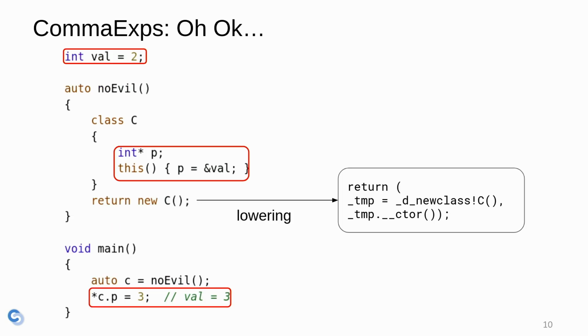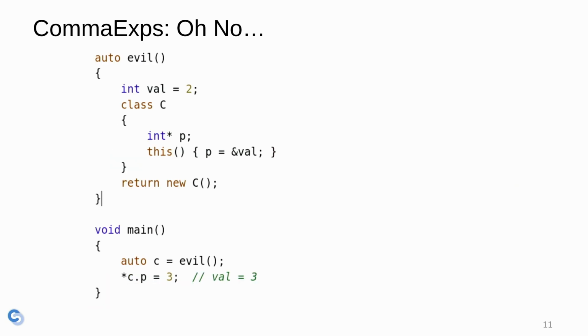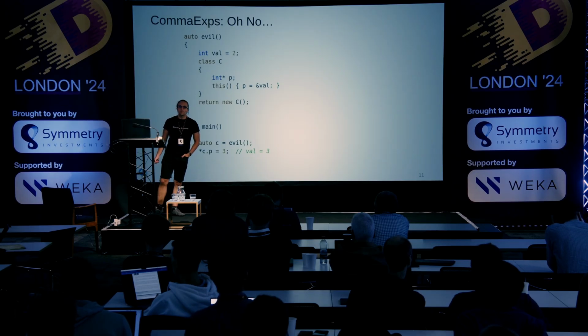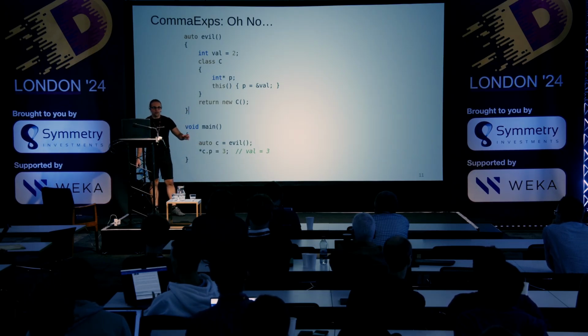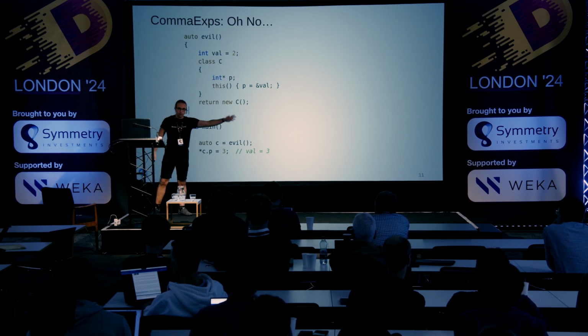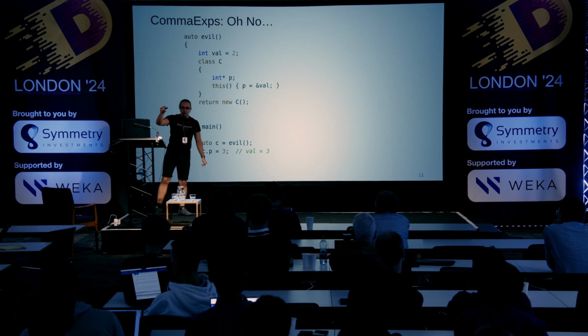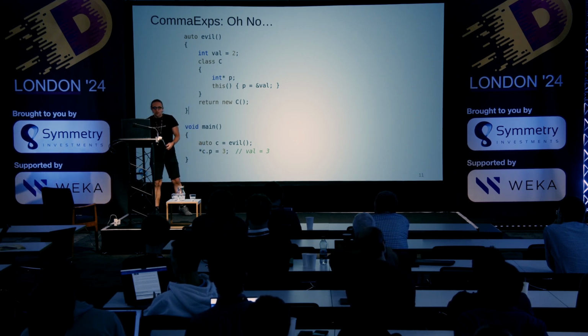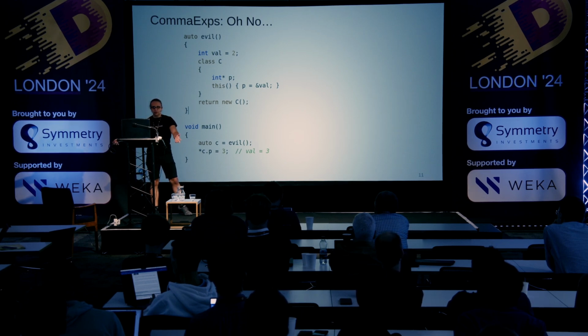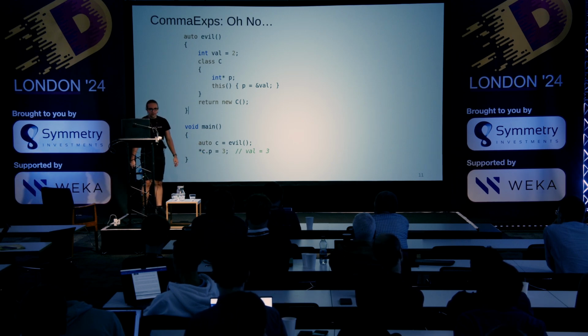Take a look at the no evil function now and see what changes when I move over to the evil function. What does it do differently? Exactly. So now val is a local variable on the stack, on the evil stack. Okay, but because you assign a pointer to it, which you then modify in the main function, and this code works, then val needs to escape its lifetime, which is just the lifetime of the evil function, and to continue living until C is freed.